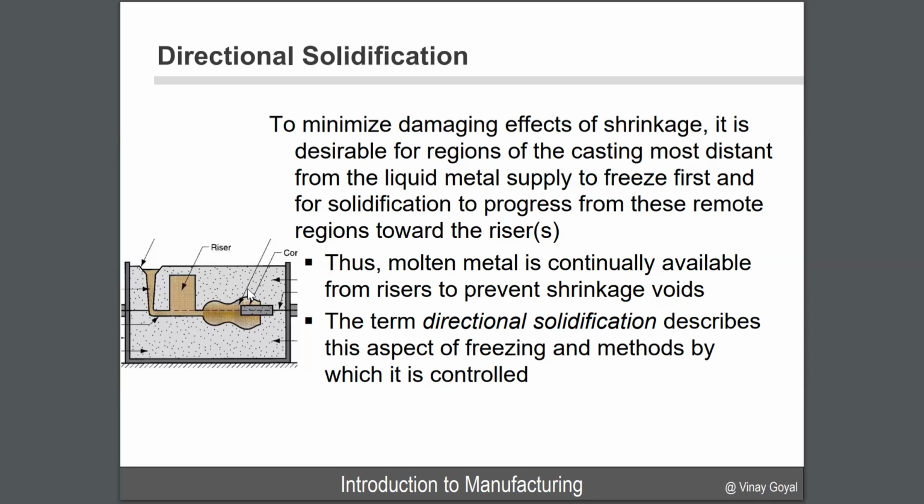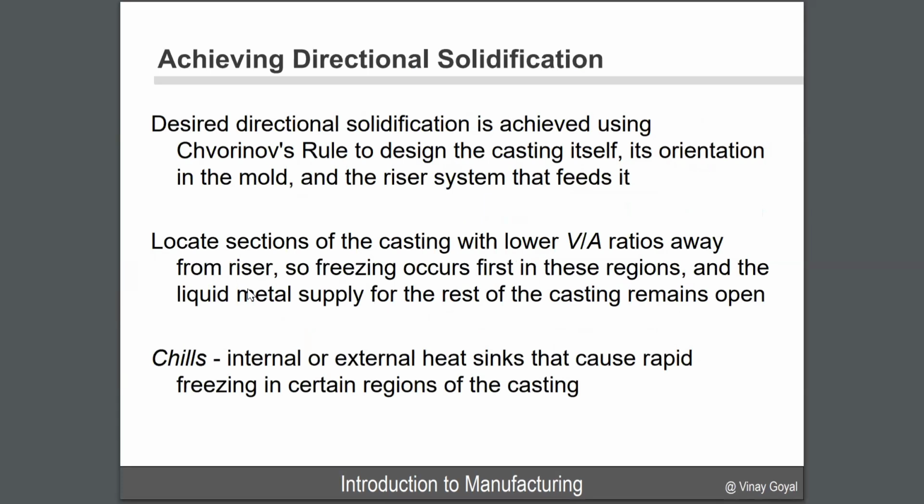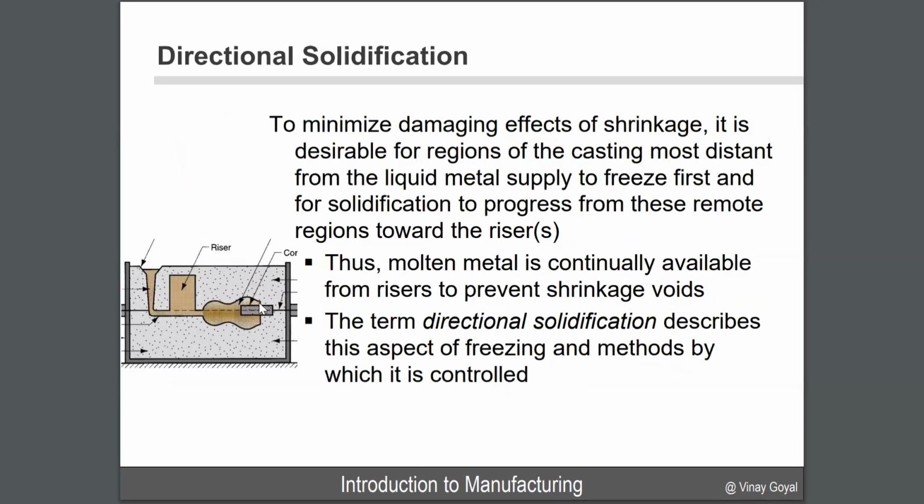And so the term that you may hear out there in the casting process, directional solidification, really describes this aspect of freezing and the methods by which we're controlling it. So directional solidification is achieved by using Chvorinov's rule to design the casting itself. You're going to orient the mold in a way that the riser system fits it properly. You want to locate sections of the casting with lower volume to surface area ratios away from the risers. So you're focusing away from the risers. This is where the issues could be.